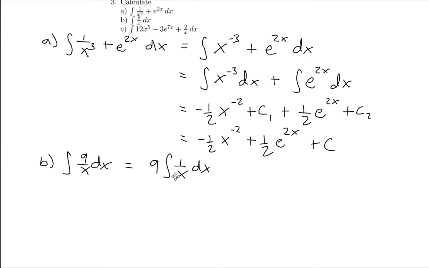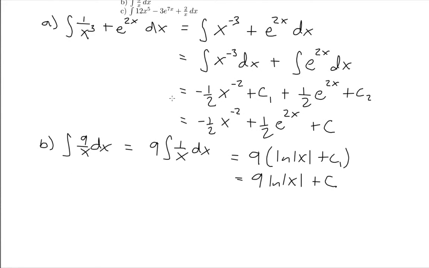So I have a formula for the indefinite integral of 1 over x. 9 times the indefinite integral of 1 over x is the logarithm of the absolute value of x plus some constant, I'll call it c1, and then when I multiply the 9 back through, I get 9 times the logarithm of the absolute value of x, and then 9 times some arbitrary constant is just some other arbitrary constant, which I'll just call capital C.